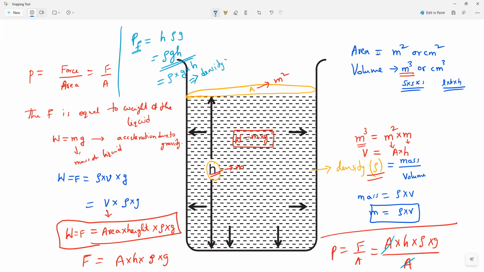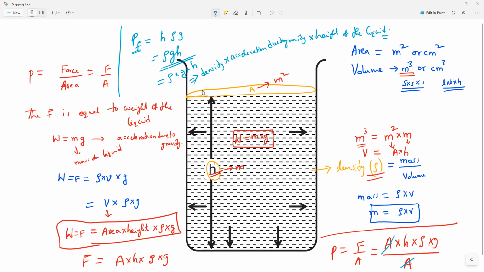The pressure exerted by a fluid is equal to density into acceleration due to gravity into height of the liquid. Clear, everybody? Height of the liquid. So that is the formula for liquid pressure or gaseous pressure.